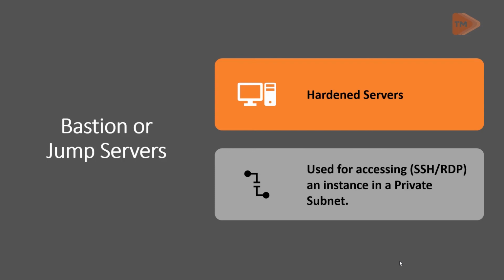Now used to accessing SSH or RDP an instance in a private subnet. So basically these are just servers used to access any of the servers in a private subnet. This is basically used for an SSH or RDP to a particular instance within the private subnet. So this is like a gateway to your servers in the private subnet, you can say.